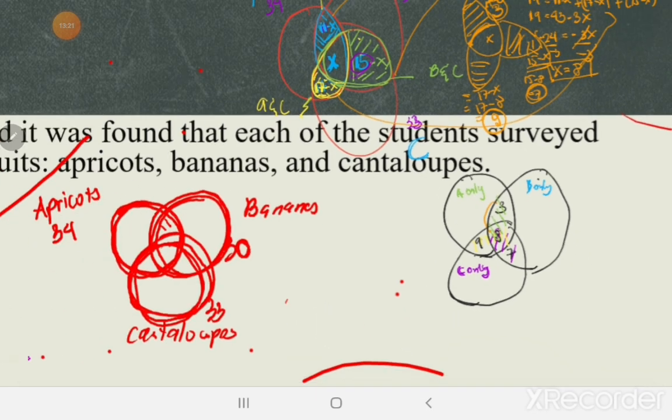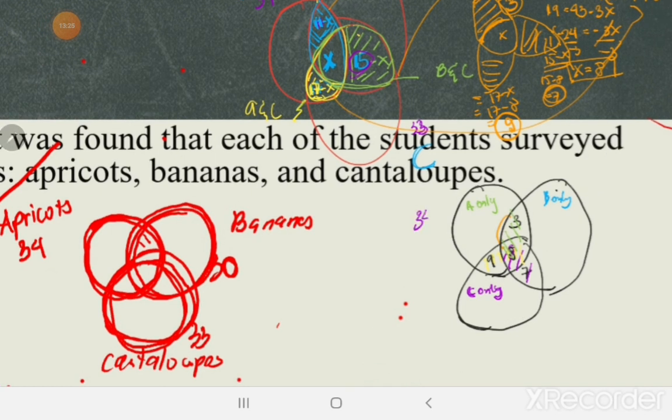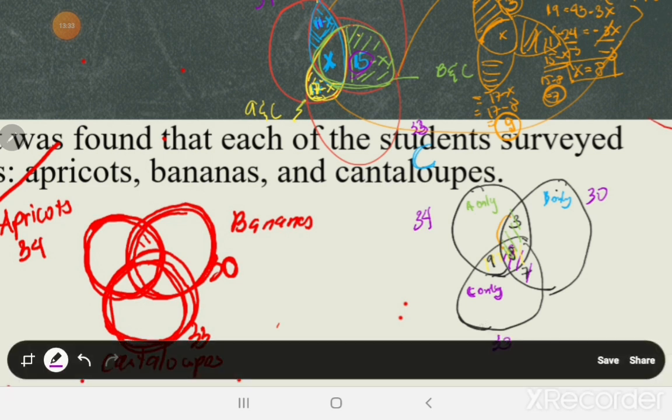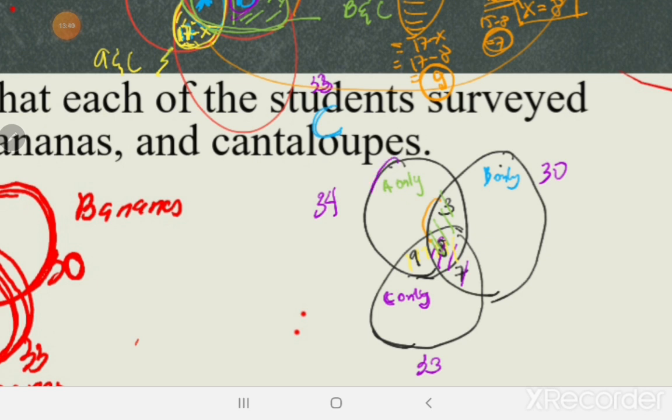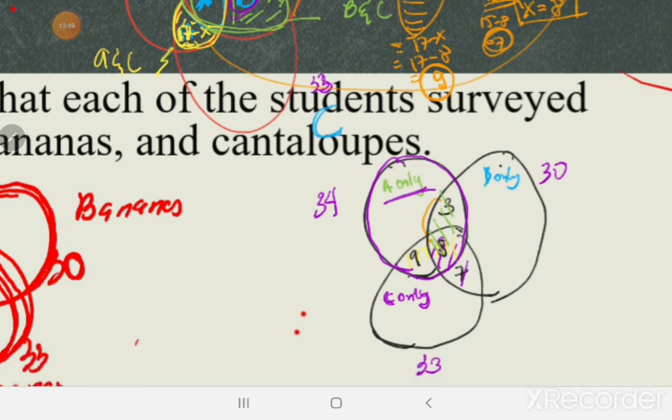So, as I have mentioned a while ago, is that your 34, your 30, and your 33 are the number of people who like your apricots, your bananas, and your cantaloupes. So, therefore, itong buong circle na to is equal to your apricots only, which is equal to 34. Tama? So, paano din natin kukunin yung mga loyal sa apricots? So, kukunin lang natin that apricots is equal to 34.